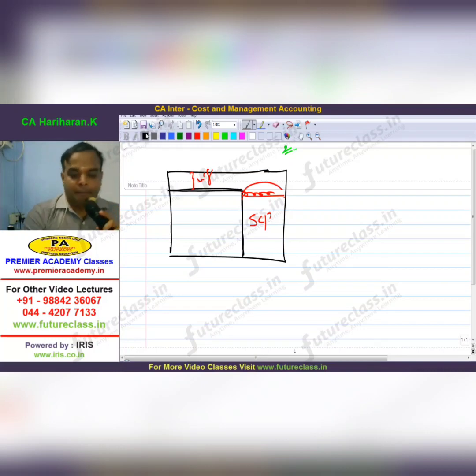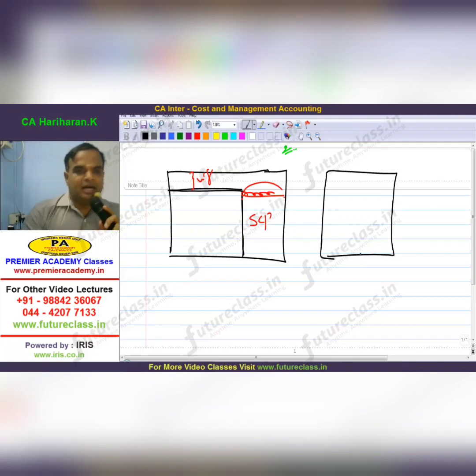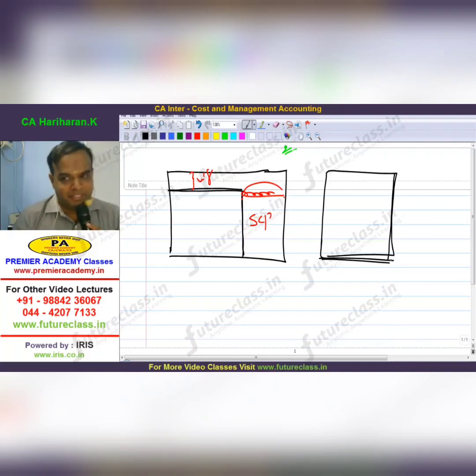Printing is over, the printed book has come. After the printed book has been delivered, and the printing and binding process is over, the book's edge may not be proper, right? For that purpose, what will they do? Trimming activity. Okay? They will do the trimming activity.